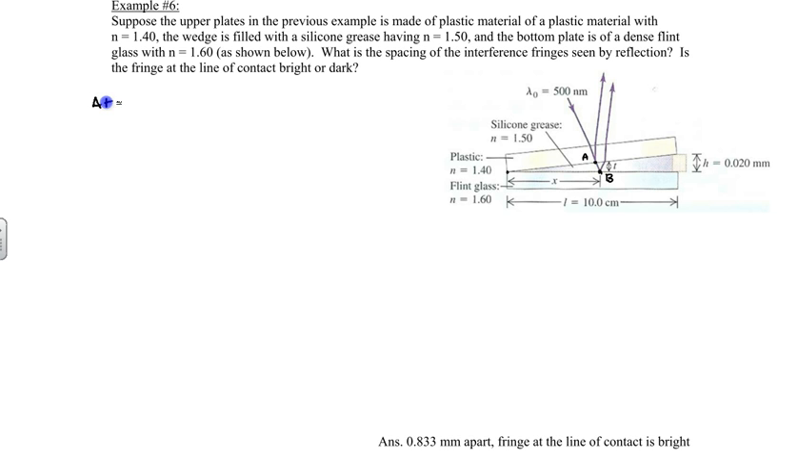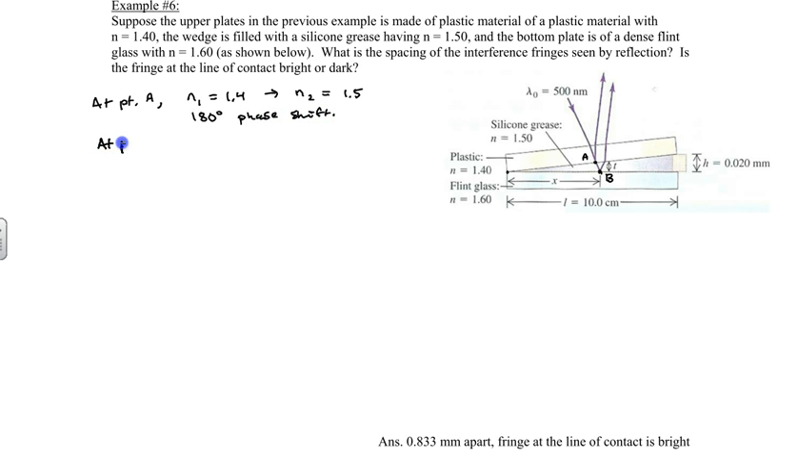So at point A, hopefully you'll see you are going from an index of refraction of N1, which is 1.4, that's plastic, going to an index of refraction of N2, which is grease, of 1.5. So you're going from less dense to more dense. Therefore, you will go through a 180-degree phase shift.